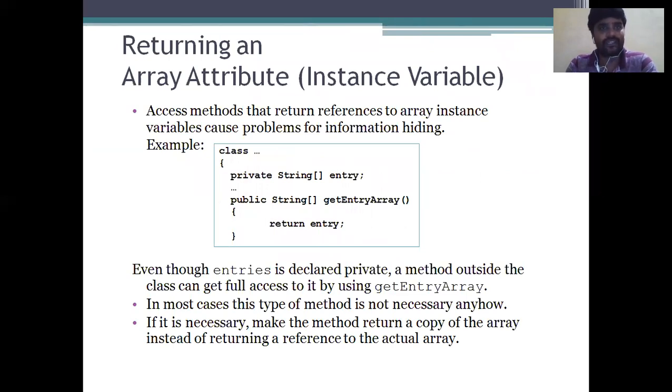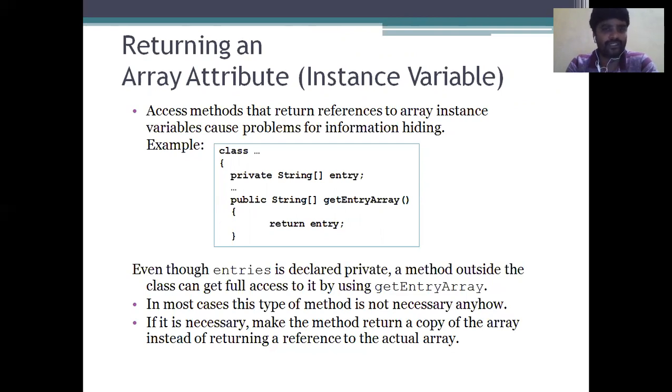Returning an array attribute. What is the importance of returning an instance variable? In the previous section we saw how sequential search works. An access method that returns a reference to the array instance variable causes problems for information hiding. So the variable and information hiding are the main important things.